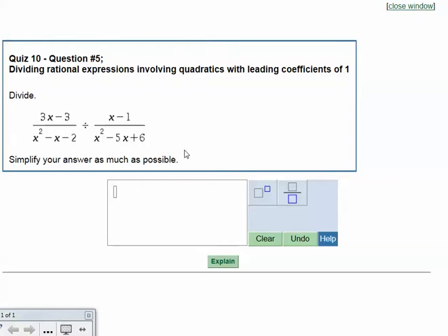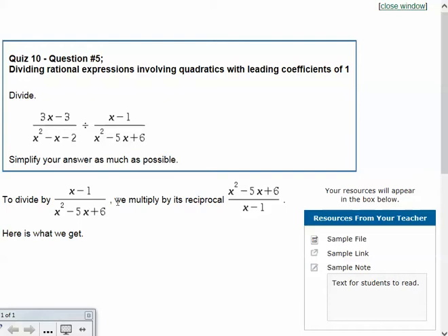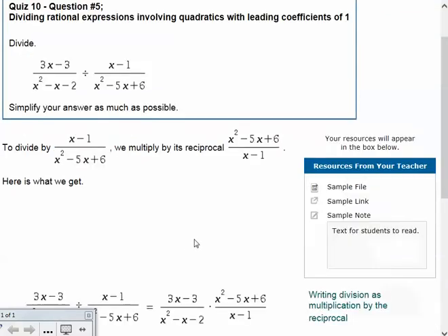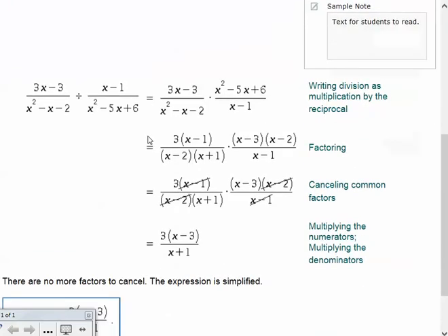Before we even read the explanation, I wanted to remind you of something. Anytime you divide by a fraction, which this is, that's the same as multiplying by the reciprocal. So that's one thing that we're going to need to do first. So to divide this, we're going to multiply by its reciprocal. Okay, so here's what that looks like.